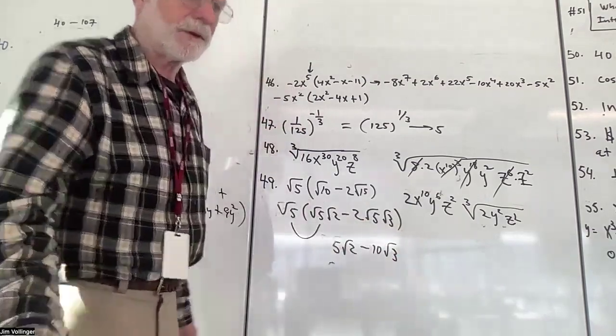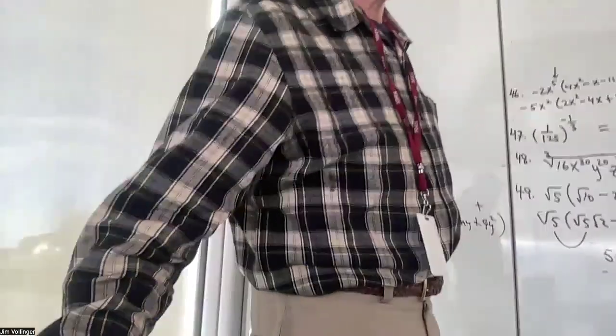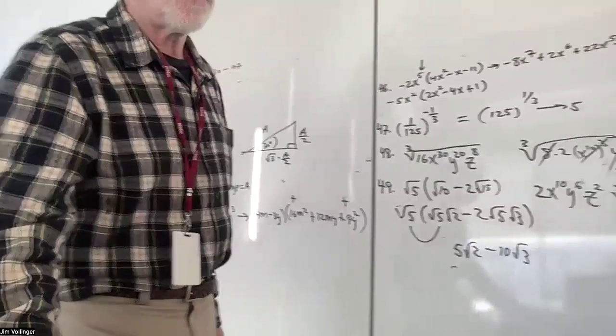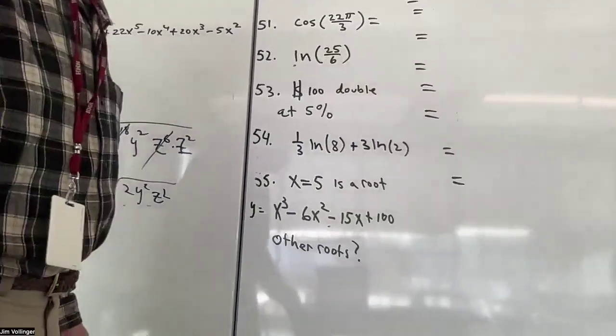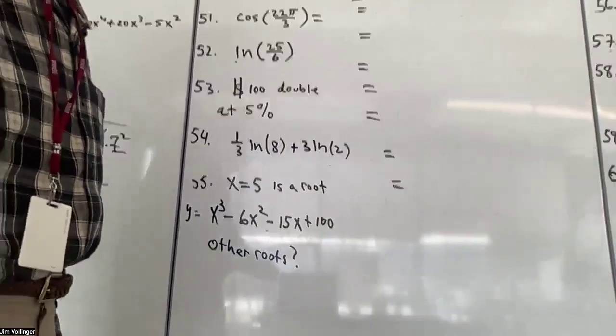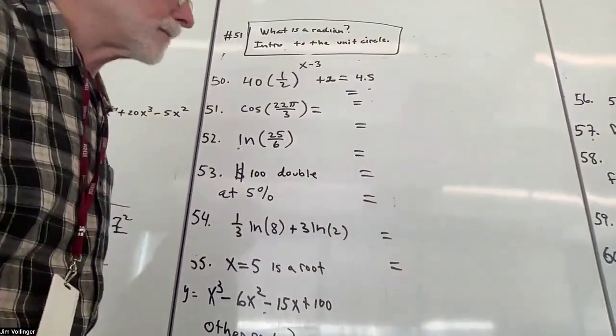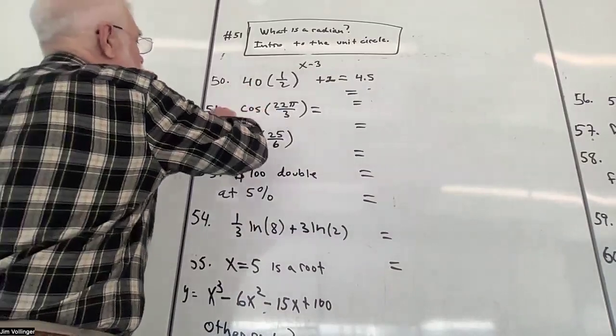No like terms. Those radicals aren't the same. It's kind of like adding 1/2 and a 4th, 1/2 and a 5th, right? No common denominator. Well, if we don't have common radicals, you can't add them up. Can't count them. All right, number 51.